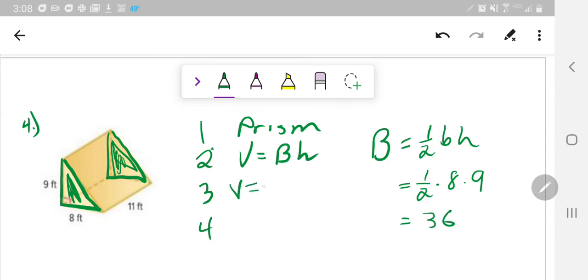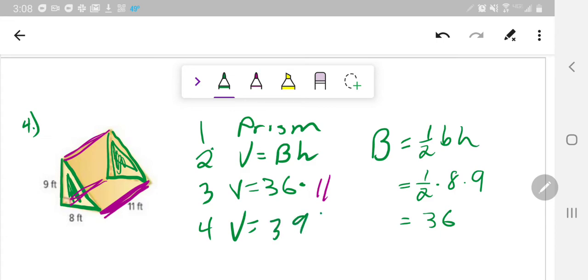So now we're going to substitute in 36 for big B, and the height always connects the two bases. So the height of a prism always connects the two bases. So those are our heights. So that's going to be 11 right there. Volume equals, when we do 36 times 11, we get 396. And we look at the units, and it's feet. And so that means we have feet cubed.